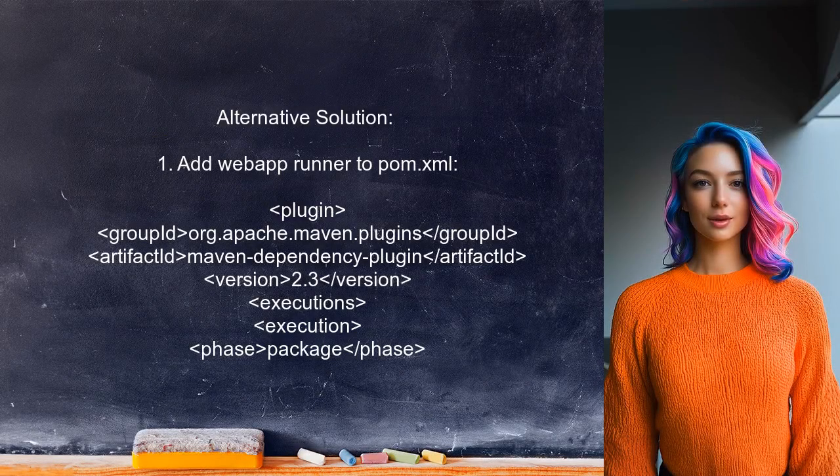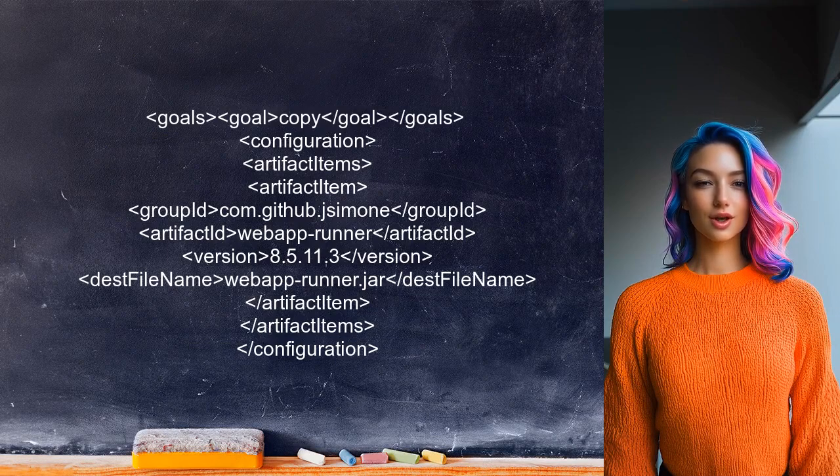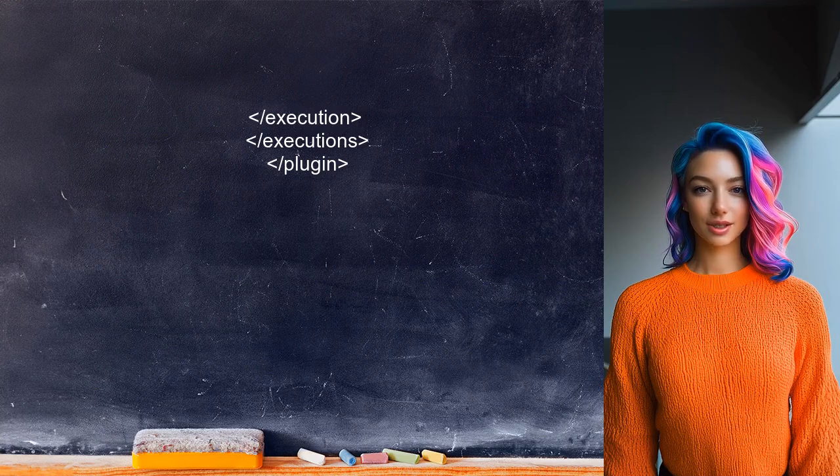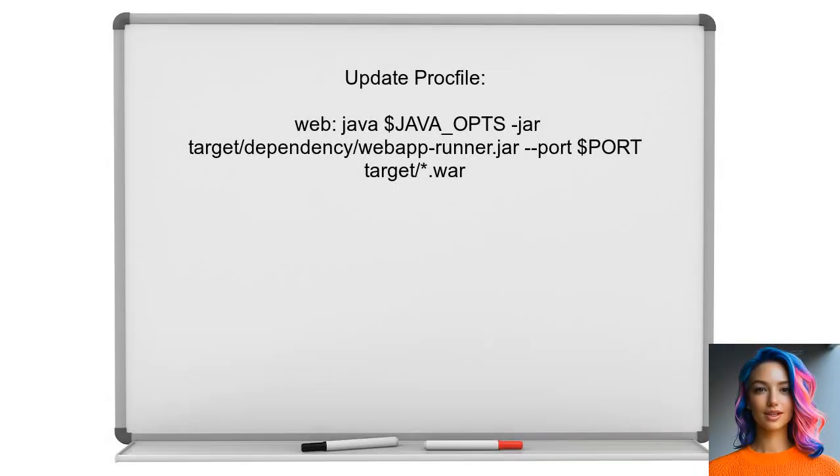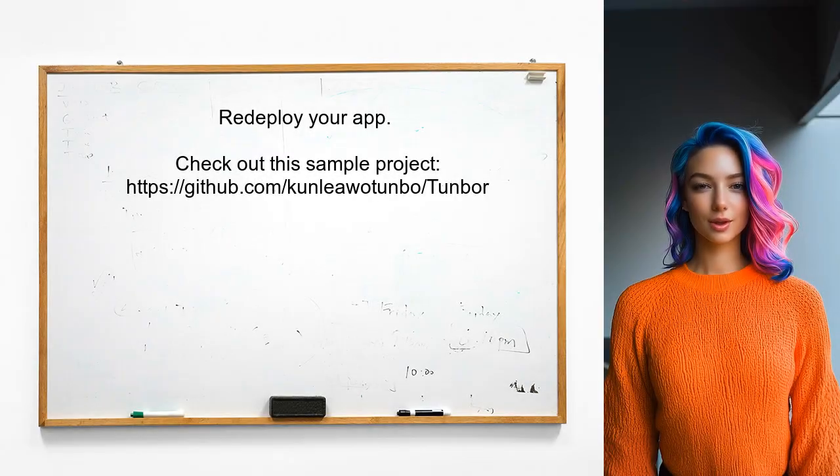One alternative solution to the H10 error is to add the web app runner to your Maven project. This involves modifying your pom.xml file to include the web app runner plugin. Next, update your Procfile to use the web app runner. Change it to specify the new jar file and port settings. After making these changes, try redeploying your app. You can also check out a sample project on GitHub for further guidance.